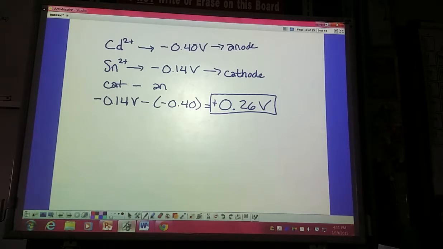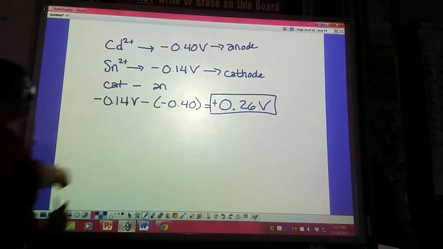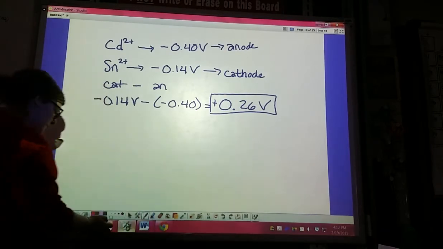Tin is a negative 0.14, cadmium's a negative 0.40, so that means tin has to be the cathode. It's more positive than the 0.40. So cadmium's my anode, tin is my cathode. If I wanted to find the overall cell potential, I'm going to take the cathode cell potential minus the anode cell potential, which would give me a positive 0.26 volts. If they're asking me to figure this out and this to happen spontaneously, my overall cell potential better be positive. And this is showing me that I chose the right cathode and the right anode, because I'm getting a positive cell potential here, meaning it's happening spontaneously.